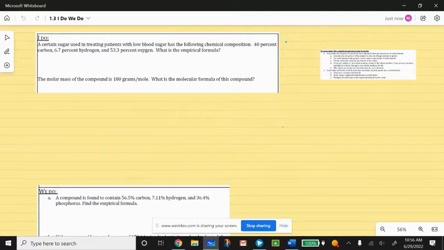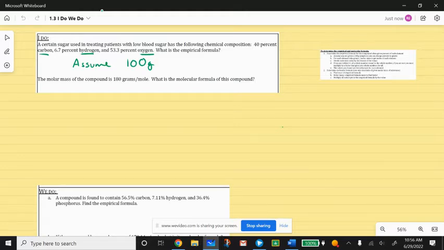Okay, so it says a certain sugar used in treating patients with low blood sugar has the following chemical composition: 40% carbon, 6.7% hydrogen, and 53.3% oxygen. And we're going to calculate the empirical formula. When in doubt, convert to moles. The key to doing this type of problem is we're going to assume we have 100 grams. Because if we assume we have 100 grams, then all of these percents can become masses, and then we can use molar mass to convert to moles.